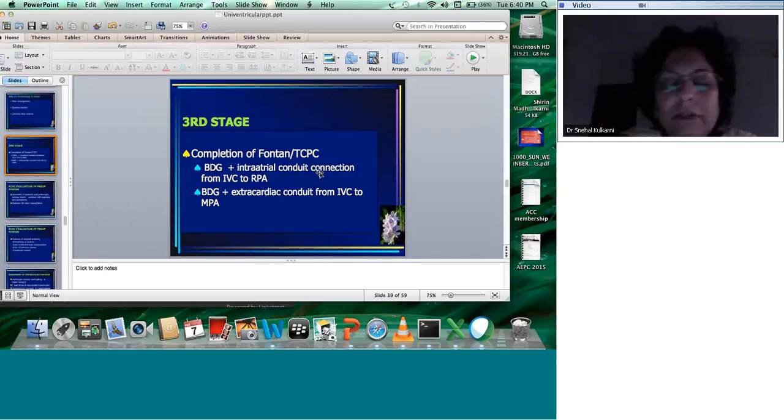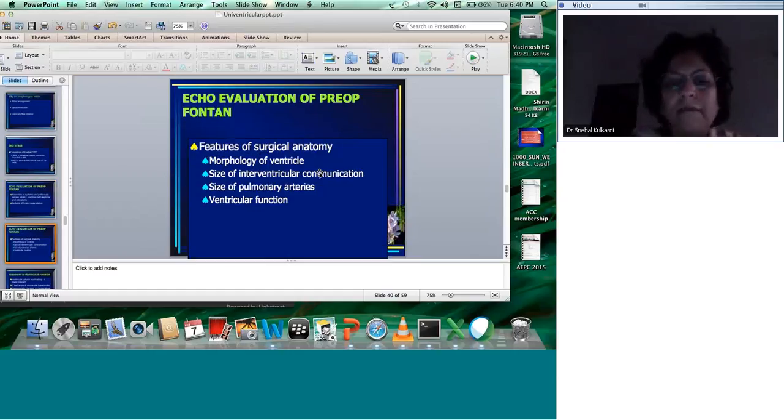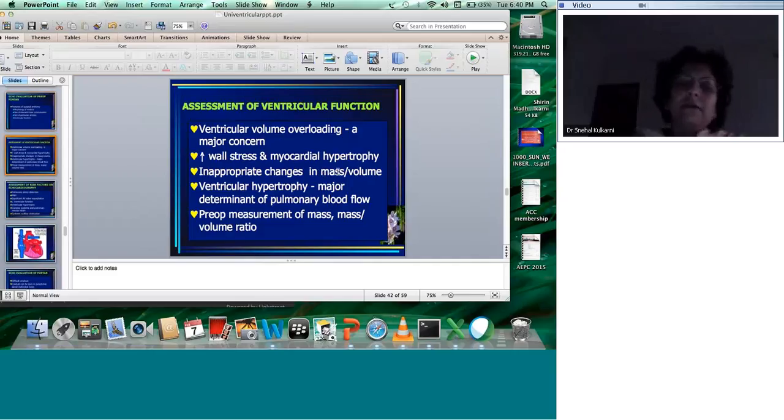It's a bidirectional Glenn plus conduit with multiple types: atrial, we have extracardiac conduit. Echo evaluation prior to Fontan, as I said, is very important, as prior to Glenn. We have to see anomalies of systemic and pulmonary venous return. They are common with asplenia, polysplenia, systemic AV valve regurgitation. And we have to see the morphology of the ventricle, size of the interventricular communication, size of the pulmonary artery and pulmonary ventricular function.